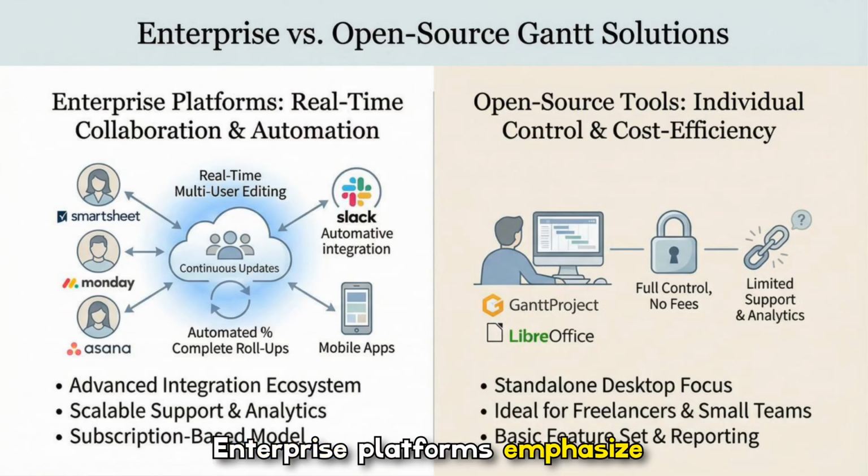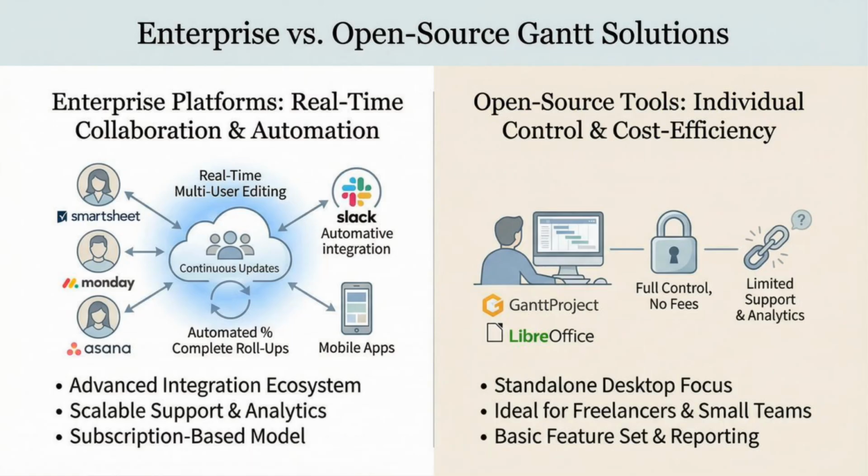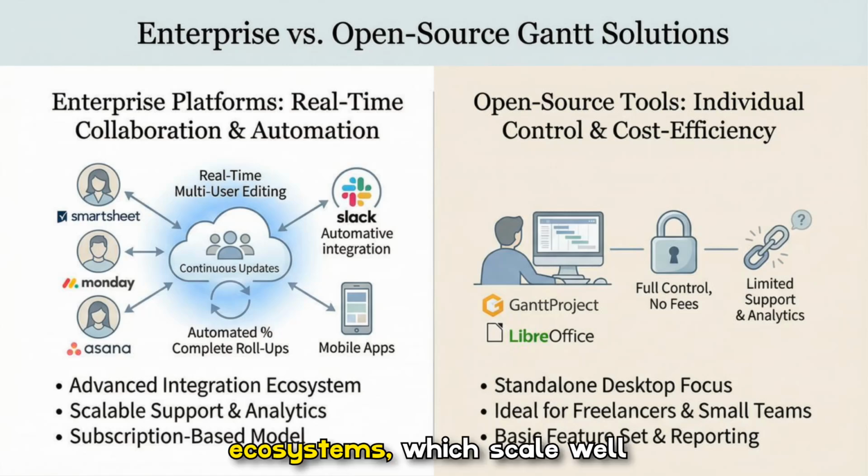Enterprise platforms emphasize real-time collaboration, automated roll-ups, and integrations into wider ecosystems, which scale well for larger organizations on a subscription model. By contrast, open source and standalone tools deliver full control with no licensing fees and suit freelancers or small teams, but they trade off advanced analytics, vendor support, and some convenience features.